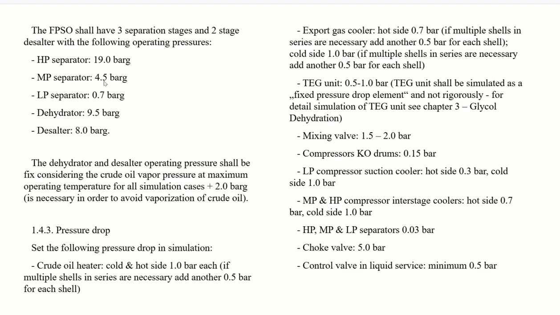HP separator 19, MP 4.5, LP 0.7, dehydrator 9.5, desalters. So these dehydrators and desalters are on the oil lines. They can be two or three phase separators, and the bottom ones, MP and LP, can be two phase separators. Actually, most of the liquid and water is removed from the HP separator.